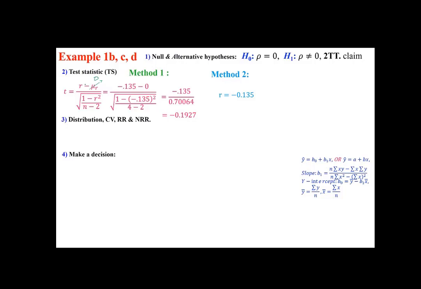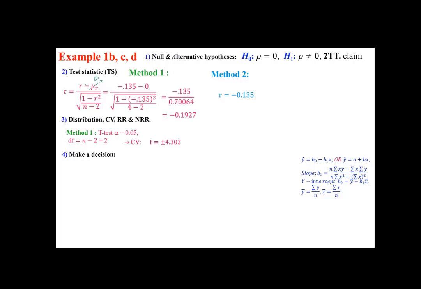So what is the test statistic? For method 1, you calculate the T value. For method 2, which uses the Pearson coefficient, you just use the value of R. What about critical value? Well, if you go with the t-test, alpha is 0.05, degrees of freedom of n minus 2, or 4 minus 2 equals 2, results in the following numbers, plus minus 4.303.